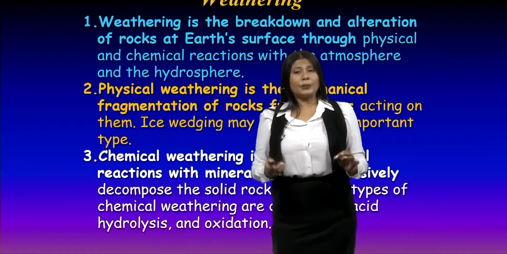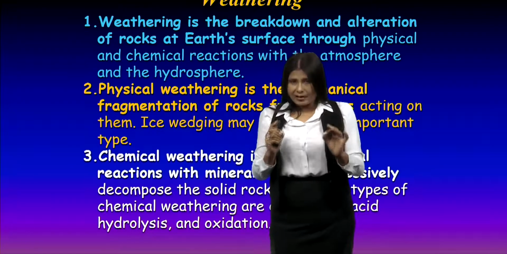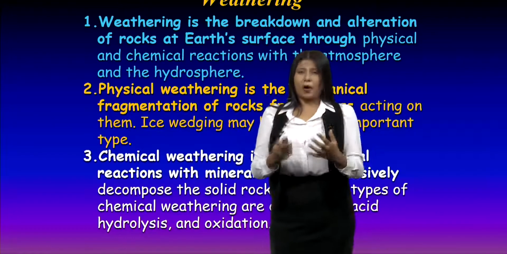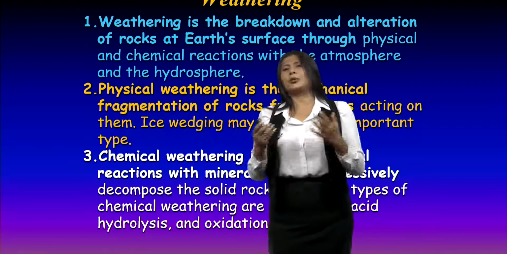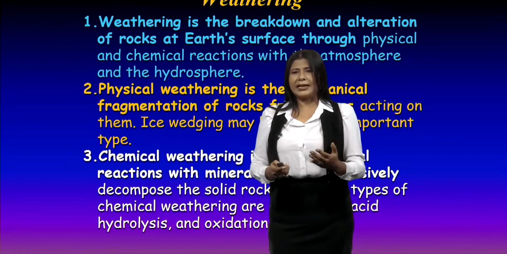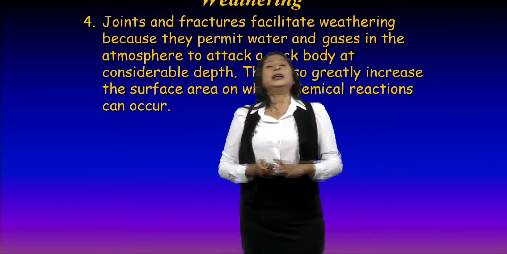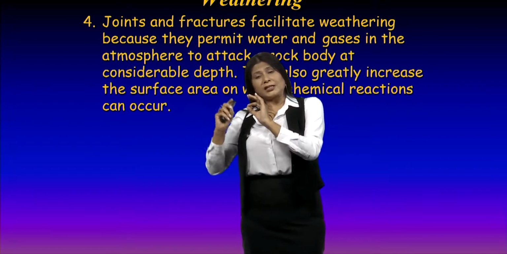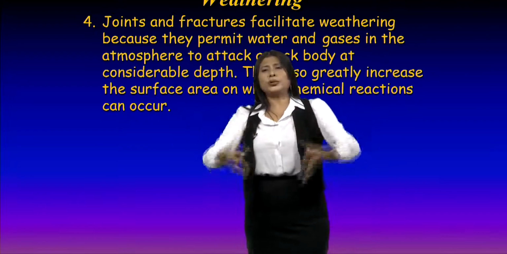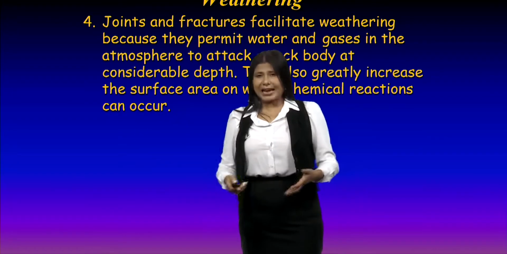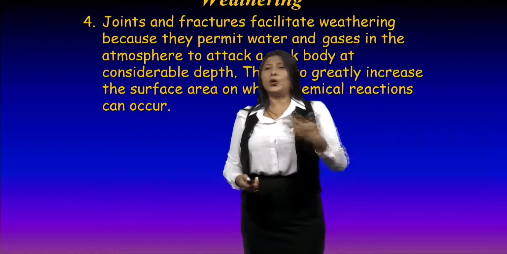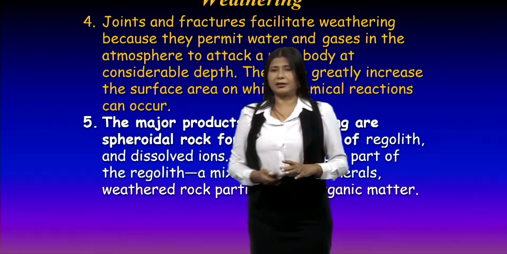Chemical weathering involves chemical reaction with minerals that progressively decompose the solid rock. The major types of chemical weathering are dissolution, acid hydrolysis and oxidation. Joints and fractures promote weathering because they allow water to go into it, and the atmosphere to attack. They also greatly increase the surface area on which chemical reactions can occur.